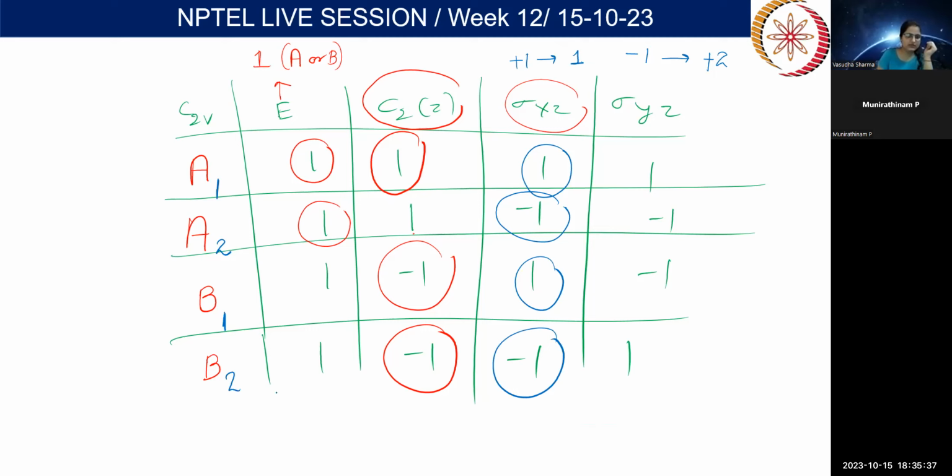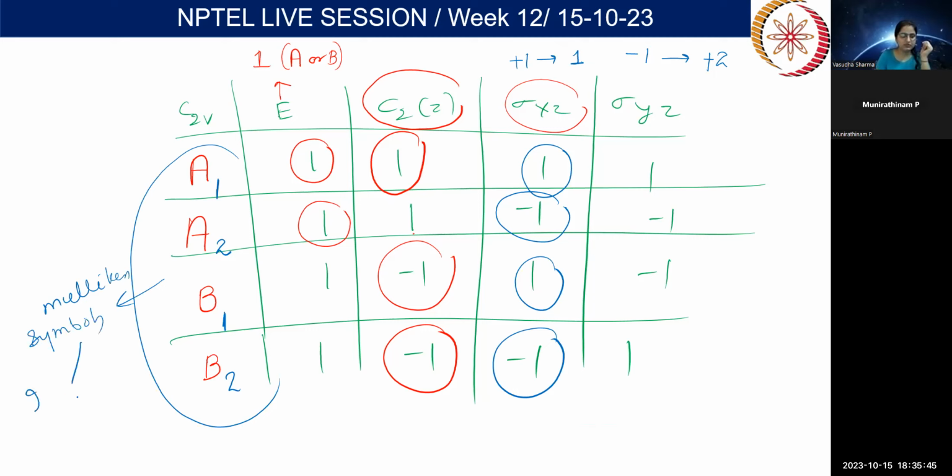So these are the Mulliken symbols, or you can say these are the irreducible representations for the C2V point group. You're understanding how we get to know from the character table what the irreducible representations of a particular point group will be.